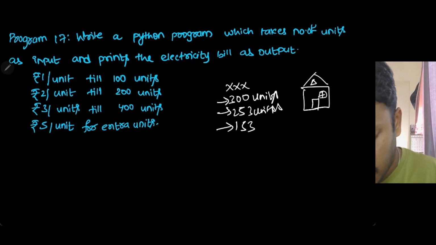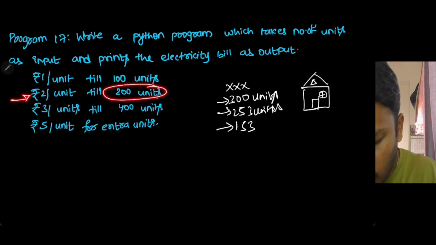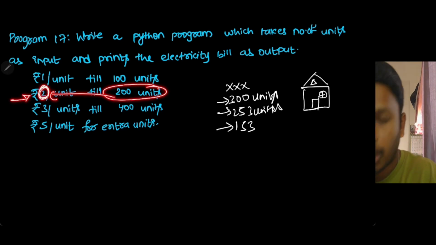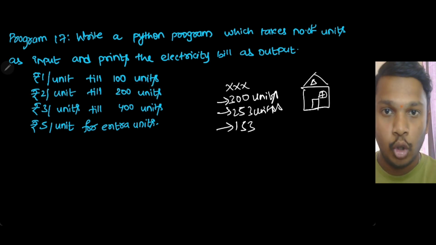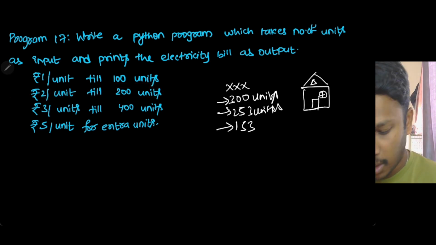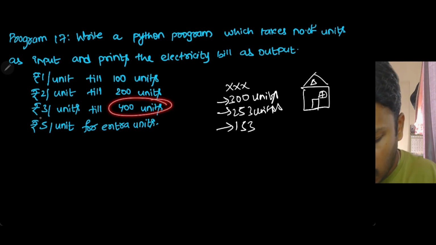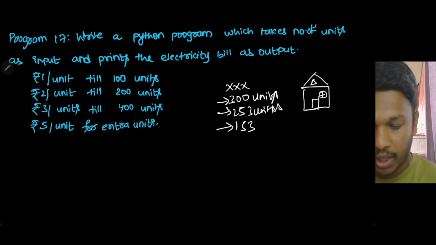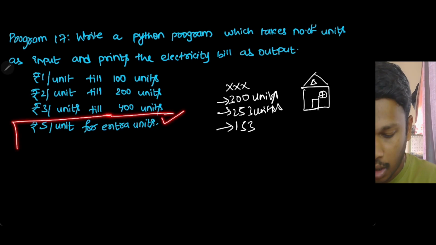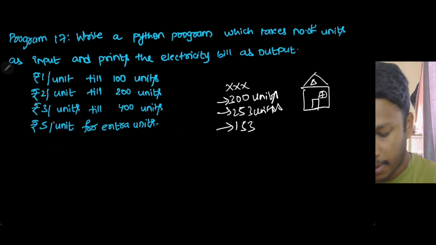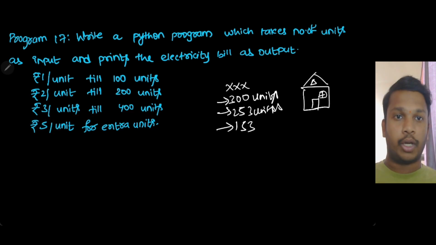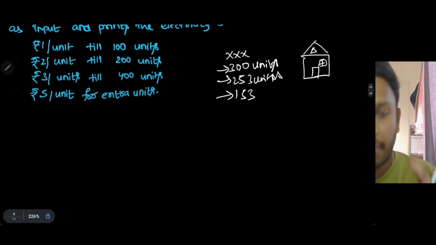Now second, till 200, how much do I need to pay? 2 rupees per unit. Next, till 400 units, how much do I need to pay? 3 rupees per unit. For extra units, more than 400, how much do you need to pay? 5 rupees per unit. Now I will take some examples and make you understand clearly.